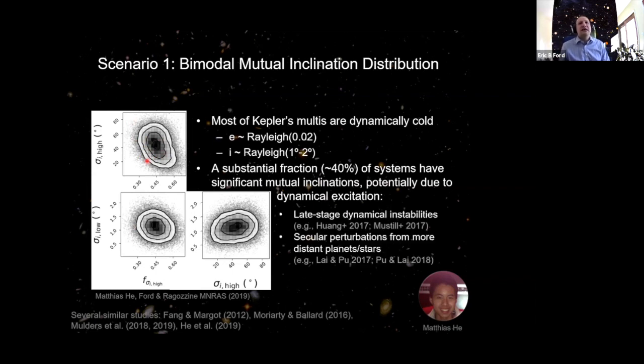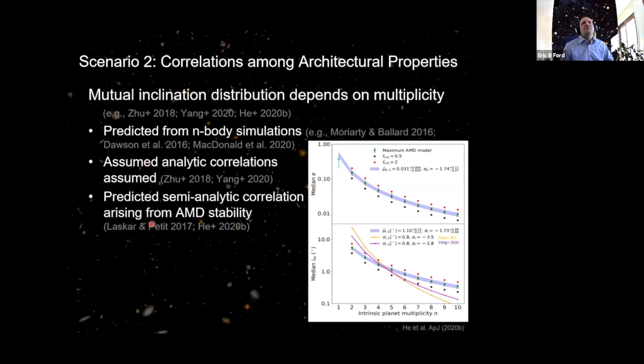You could imagine late stage dynamical instabilities or secular perturbations from more distant planets causing the nodes of planets to become misaligned and stimulating some large mutual inclinations in the subset of stars that had either these external perturbers or late stage instabilities. But I don't want you to think that's the only explanation for why so many stars have a single transiting planet. There's a second scenario that says maybe this idea of assuming that we learned everything about all stars from the multiple planet systems is a little bit misleading.